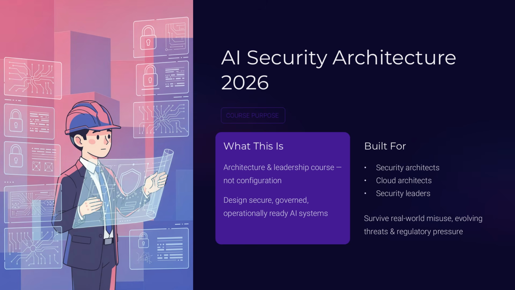This playlist is called Artificial Intelligence Security Architecture 2026. Securing large language models, generative artificial intelligence, and machine learning systems. It is designed for you if you want to understand artificial intelligence security the way an enterprise architect thinks about it. You are not here for random headlines or short-lived hype. You are here to learn how to design secure, governed, and operationally ready artificial intelligence systems that can survive real-world misuse, evolving threats, and regulatory pressure.